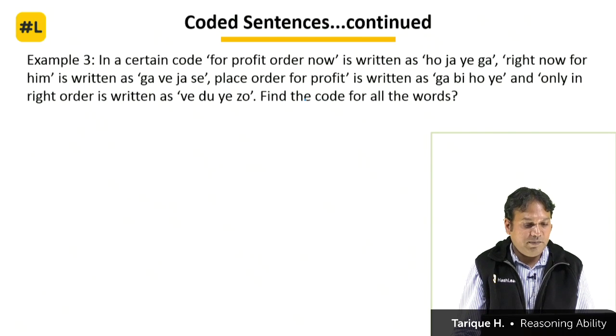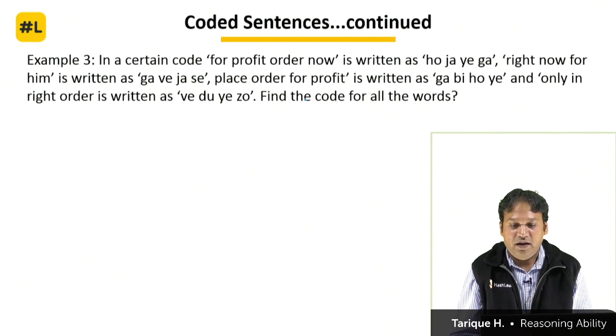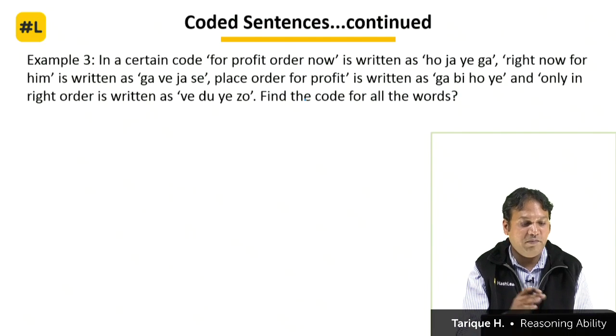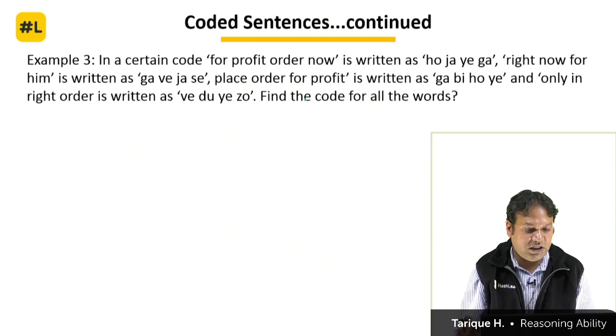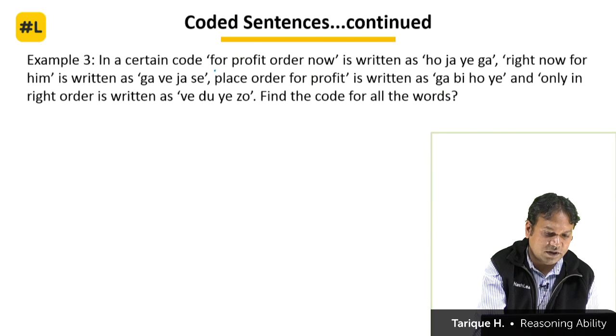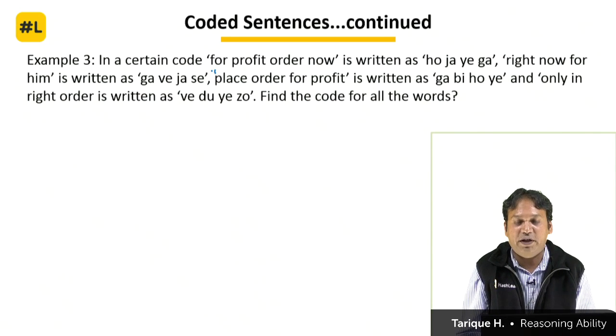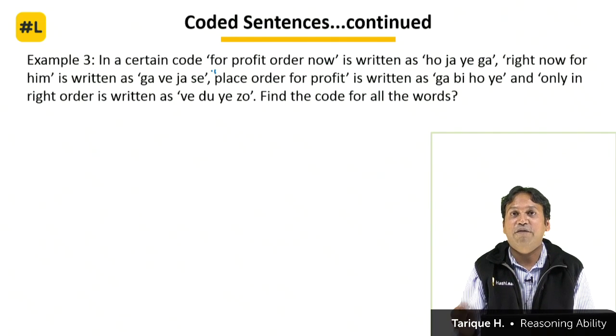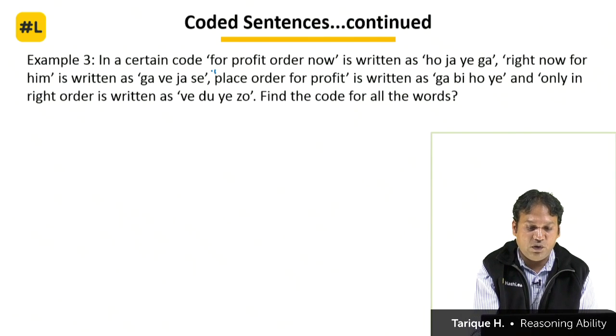So here we have a question. In a certain code, for profit order now is written as ho jayega. Right now for him is written as ga ve ja se. Place order for profit is written as ga bi ho ye, and only in right order ve do ye zo. 4 sentences, 4 coded sentences. Find the code for all the words.